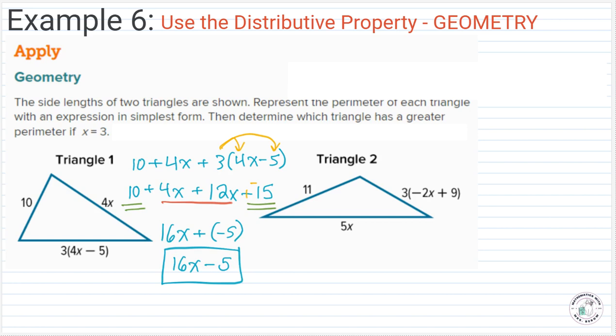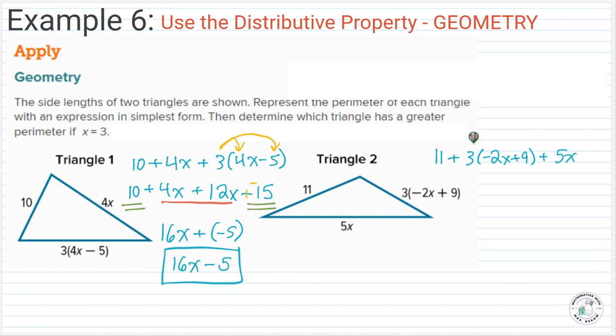Now we're going to do the same thing for triangle 2. For triangle 2, we have 11, and then adding to that the 3, and then in parentheses negative 2x plus 9 plus 5x. So again, all I did was write all of the edge lengths added together. And now we have to go through and simplify. We're going to distribute first. Anytime you have parentheses involved, you're going to do that first.